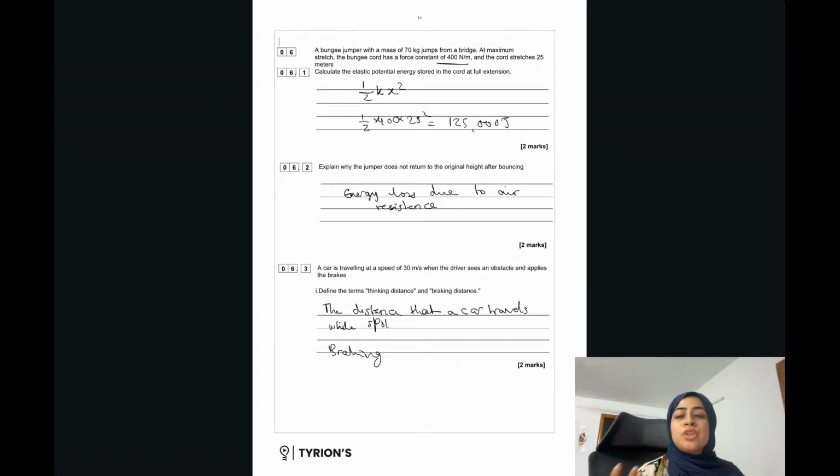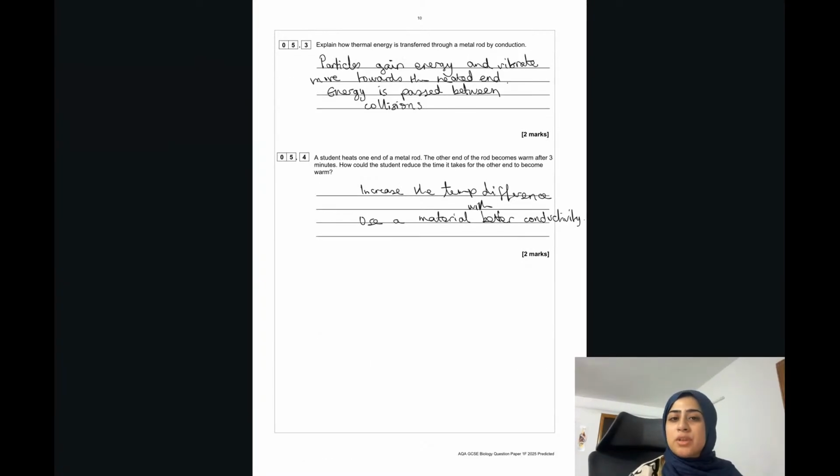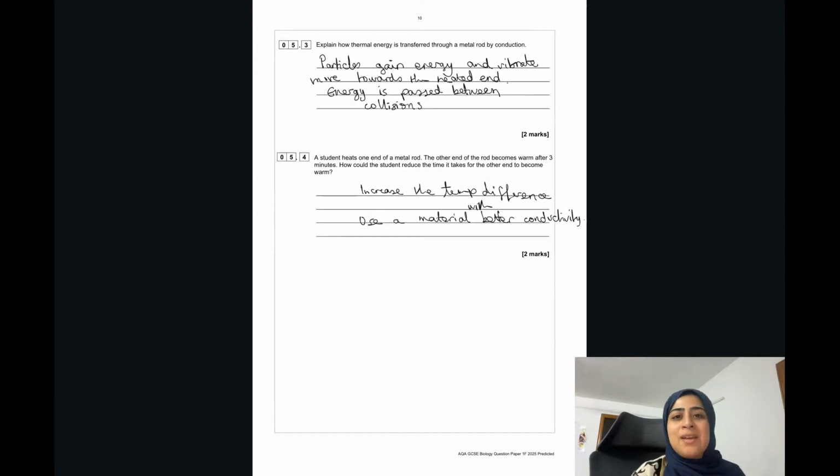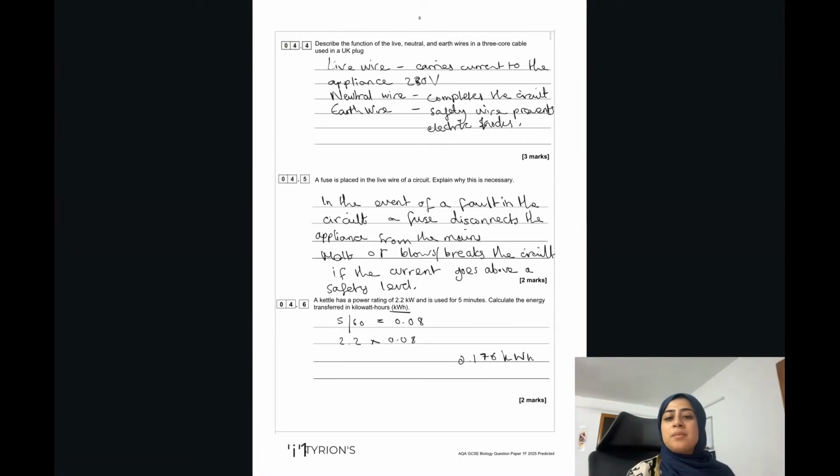If you don't get a question, star it and come back to it, and make sure you use your keywords. Keywords are always really, really important. Keywords for convection are: heat rises away, cooler air replaces it. For conduction: particles gain energy, vibrate, and then that energy is passed on through collisions. Make sure you use that.